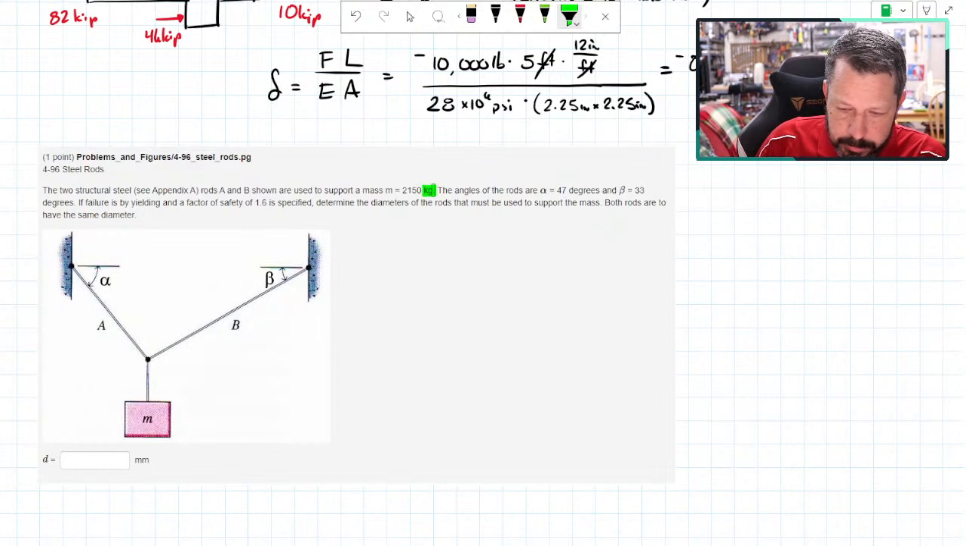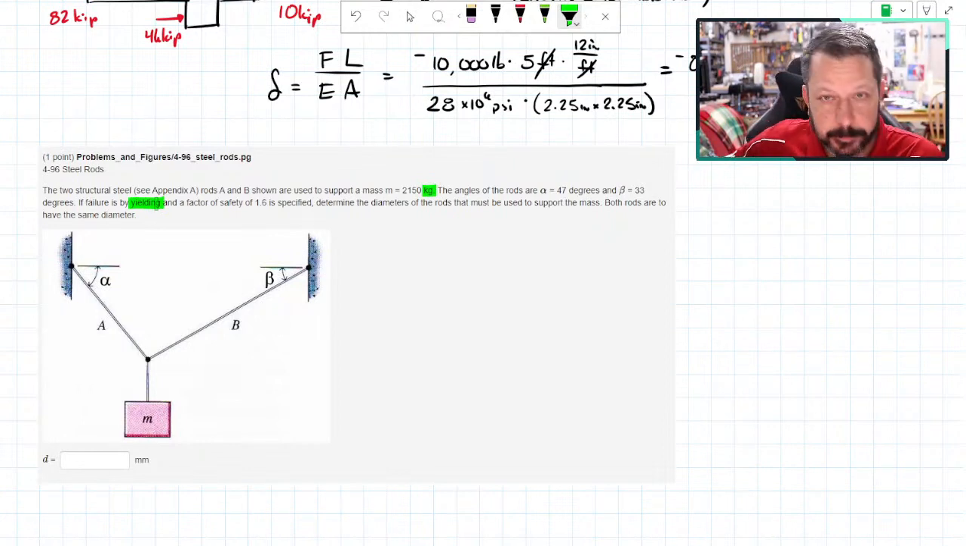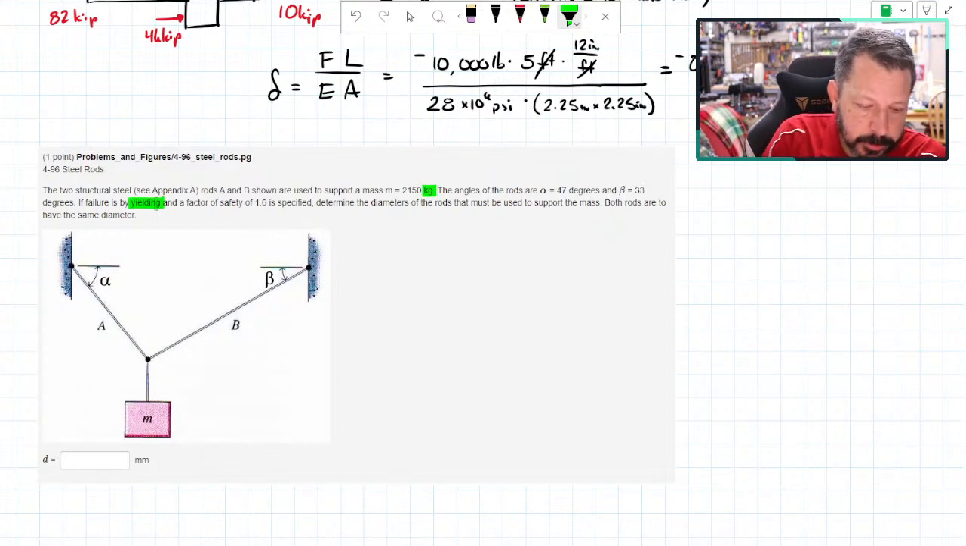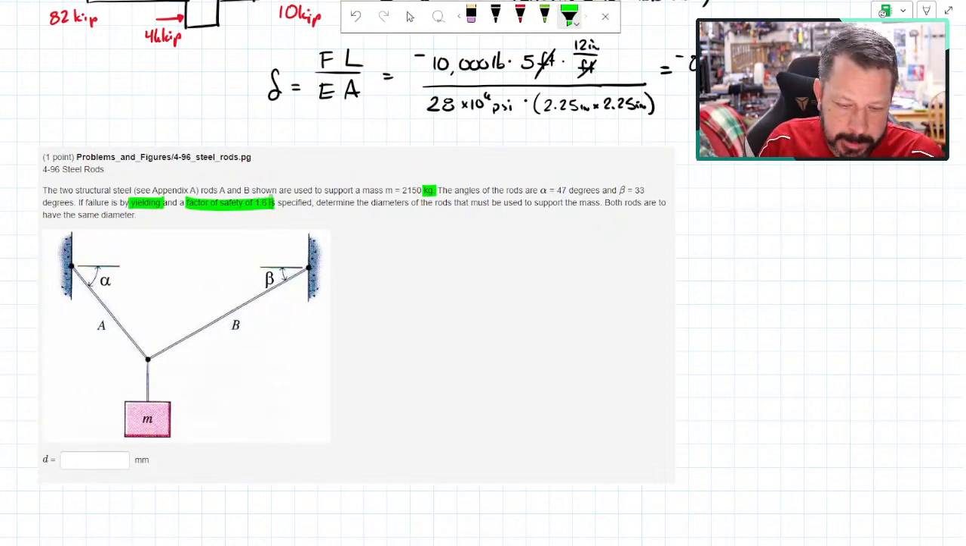We have some angles. If failure is by yielding, so that's a clue that we need yield strength versus, our book calls it elastic strength, but yielding versus fracture. We also, on top of that, want a factor of safety of 1.6 against yielding. Determine how big these rods are to support the weight. Both rods have the same diameter, so we've got to figure out which one has the higher force and then base the calculations on that. So let's do the force first.